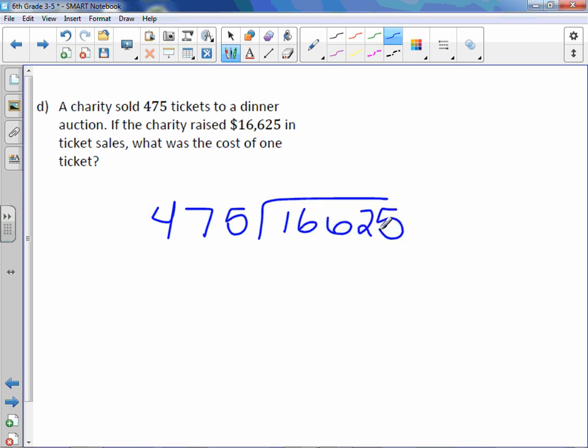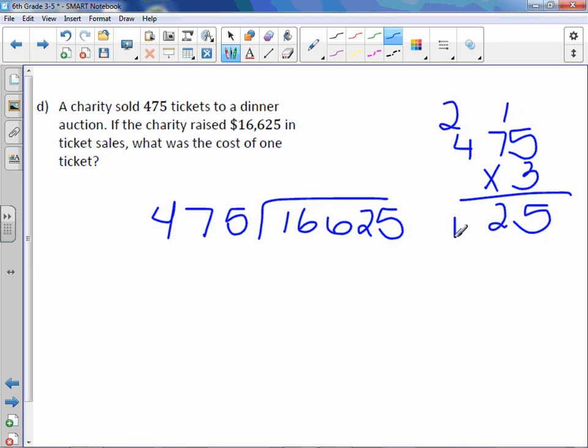Well, 475, we'd have to go all the way to this digit. It's about 5. Let's try 3-ish. See where 3 takes us. Well, it looks like 3 it is. Minus 1,425. Do some borrowing.